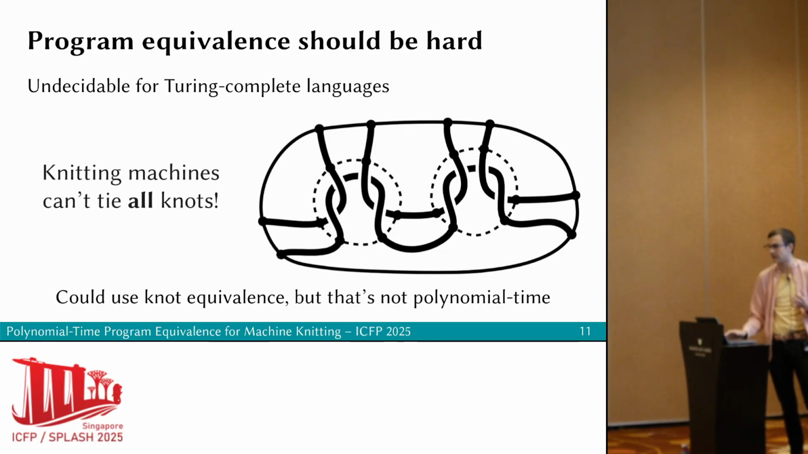So instead of solving a long open problem in mathematics, we've noted that only certain types of topologies can be output by these knitting machines. And so we're providing a polynomial time equivalence procedure only for those knots that the knitting machines can make. So we're encoding our topology using category theory.